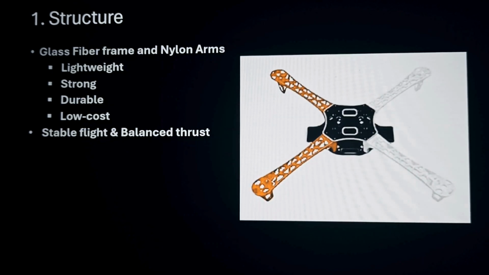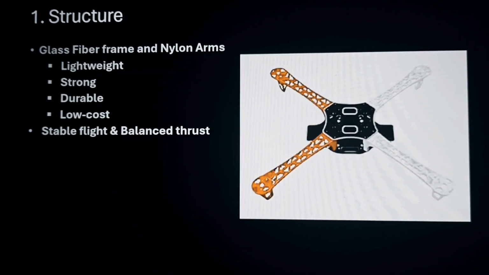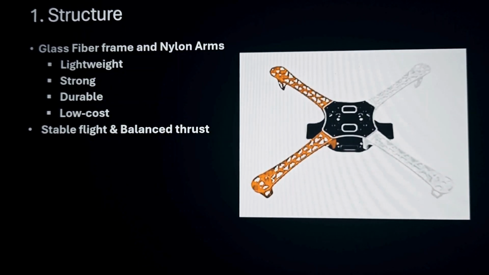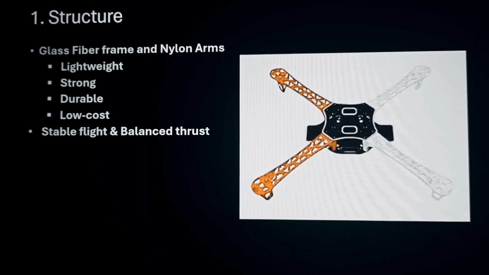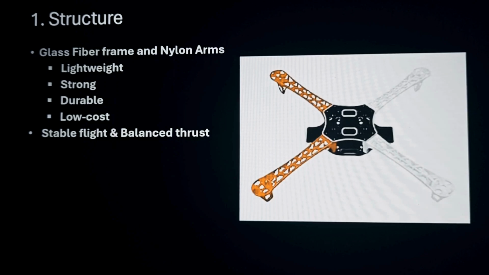Let's see our first part, which is the structure. In structure, there are many types of structures. You can select a quadcopter or hexacopter. Here we have shown the diagram of the quadcopter. The structure is majorly made of lightweight and also stronger materials, so that they will be good for flying in harsh outside environments. These materials are also durable, that means long lifetime, and low cost.